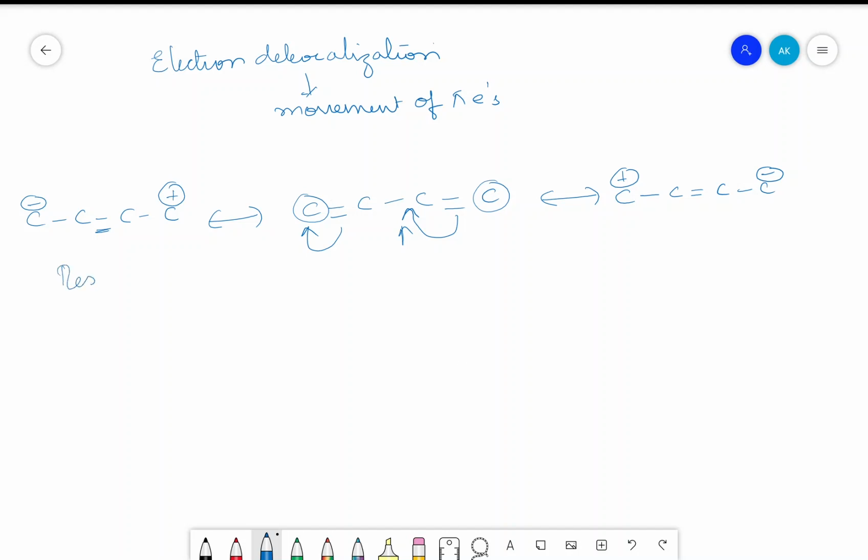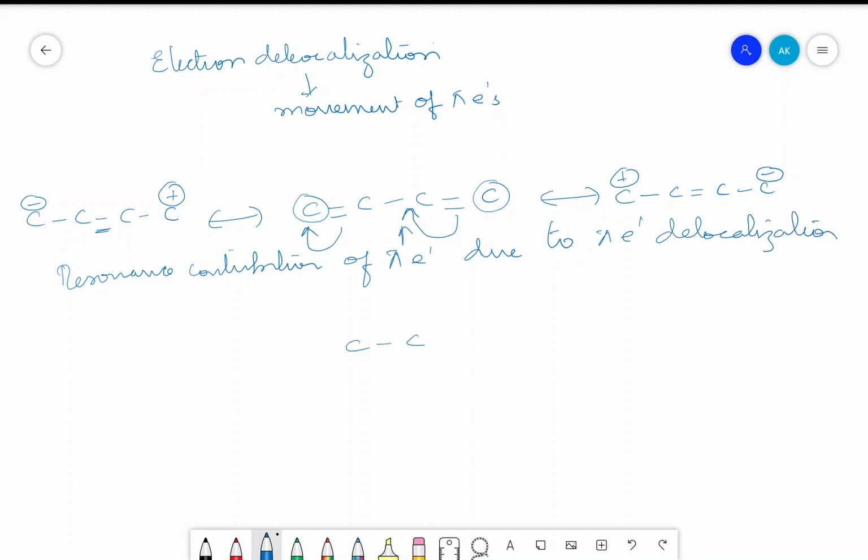These are resonance contributions of pi electron due to pi electron delocalization. And this results in a hybrid where I'm writing 4 carbons as it is. See here, all the positions here, 1, 2 and 3 have pi electron. So it will be represented as broken lines. That means pi electron is moving from one position to another. It is called pi electron cloud. When I'm writing or representing in broken lines, it is called a pi electron cloud.